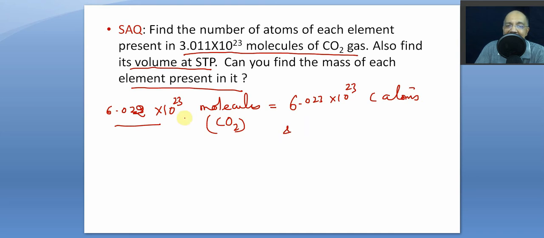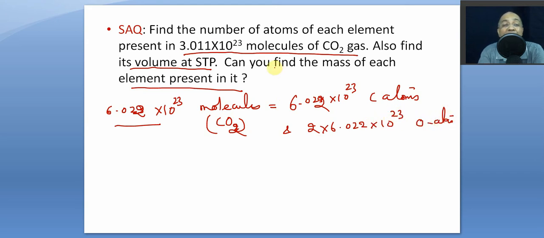And 2 times 6.022 into 10 to the power 23 oxygen atoms, because it is asking to find the number of atoms of each element. Then by passing the number of moles, because 1 mole is equal to these many molecules, and 1 mole contains 1 mole of carbon atoms and 2 moles of oxygen atoms. So these many molecules contain the same number of carbon atoms and double the number of oxygen atoms.